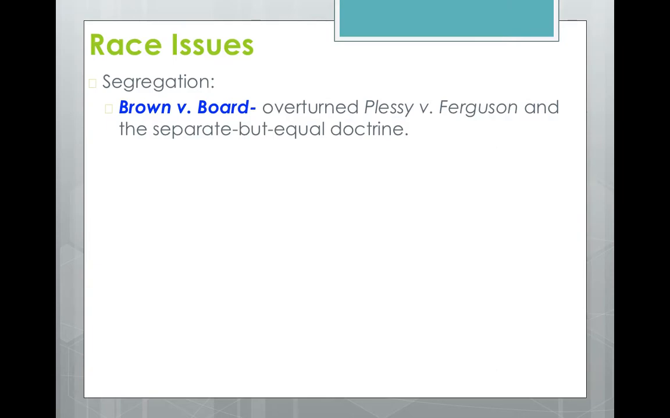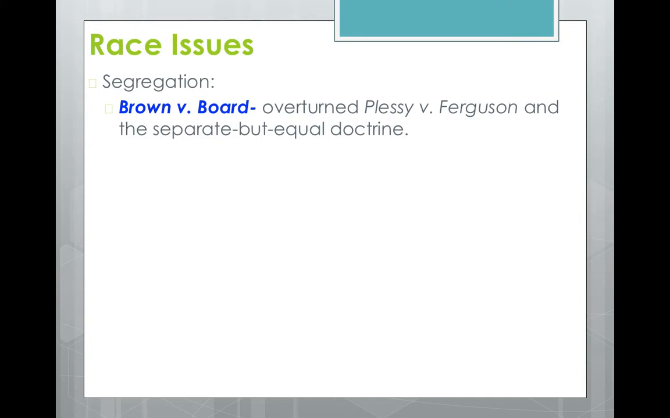Race issues, segregation. The courts have shown this to receive the most scrutiny. And this is the issue, race, because of our historic battle over race. Brown versus Board of Education overturned Plessy versus Ferguson, the separate but equal doctrine. Remember that the Plessy versus Ferguson ruling said that if there are separate facilities for whites and colored, aka black, then they must be equal. And it sounded like a good ruling.